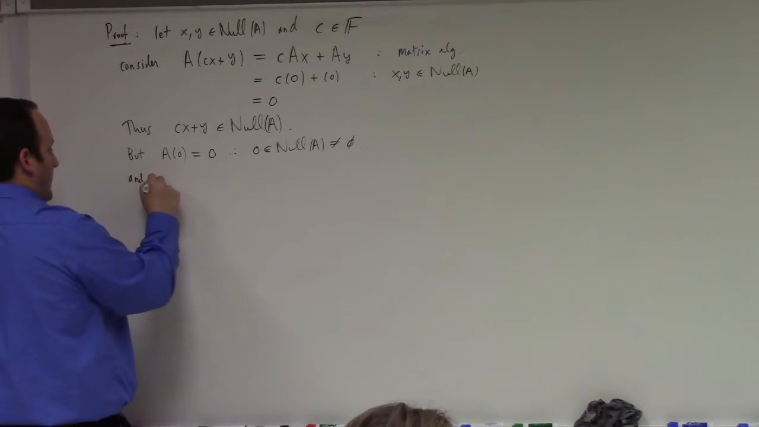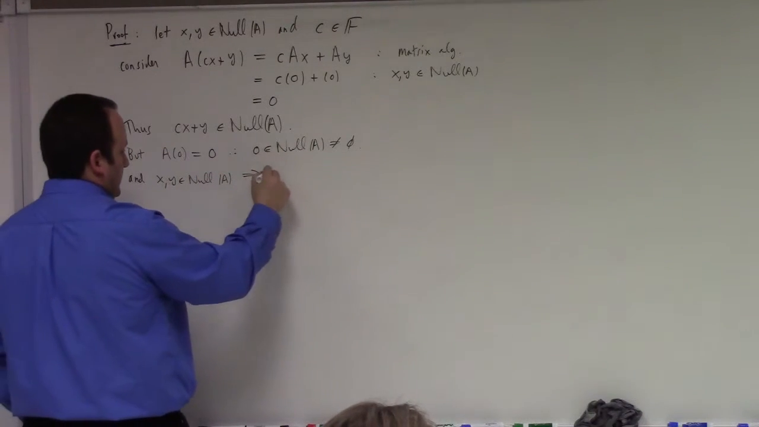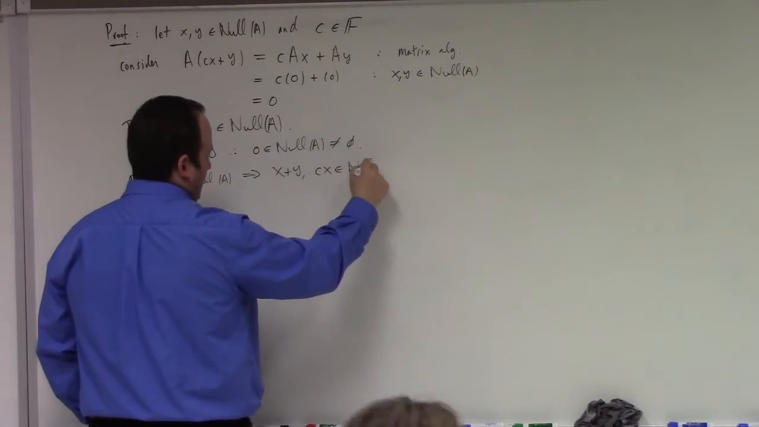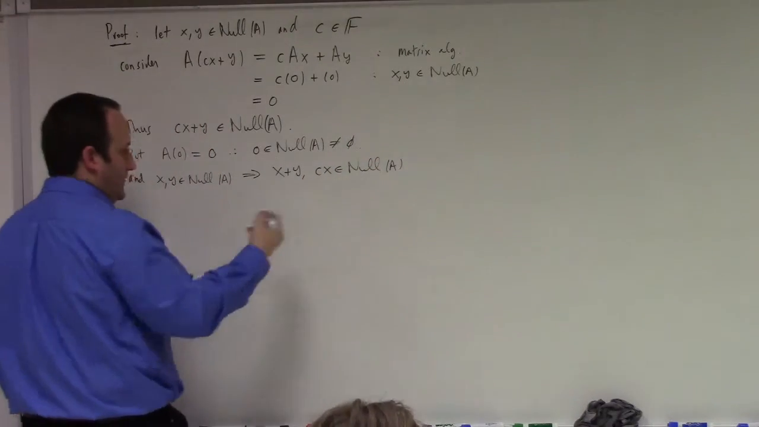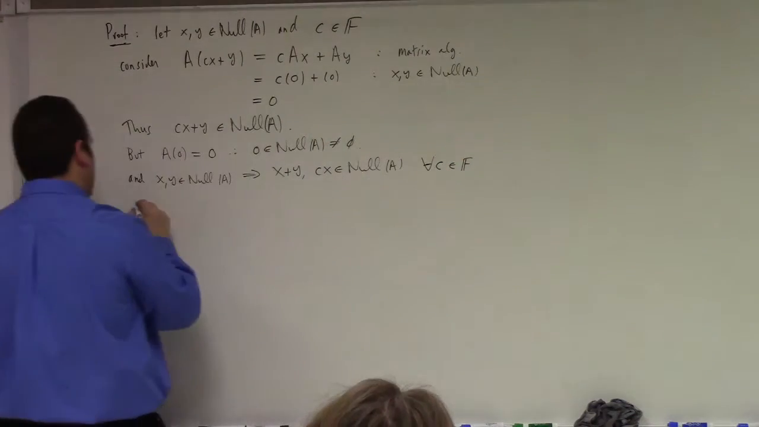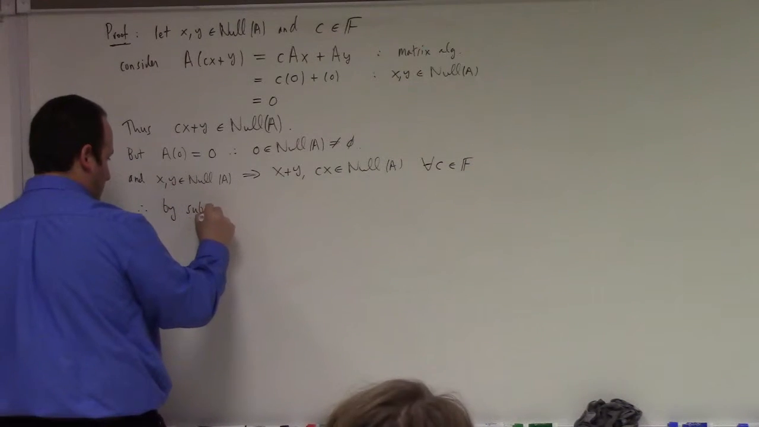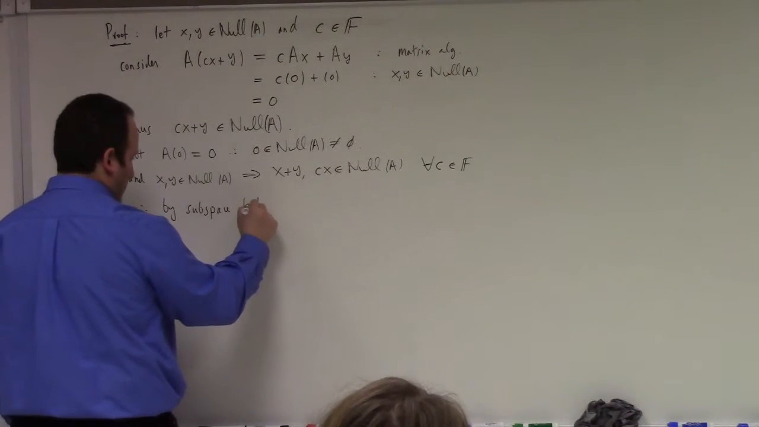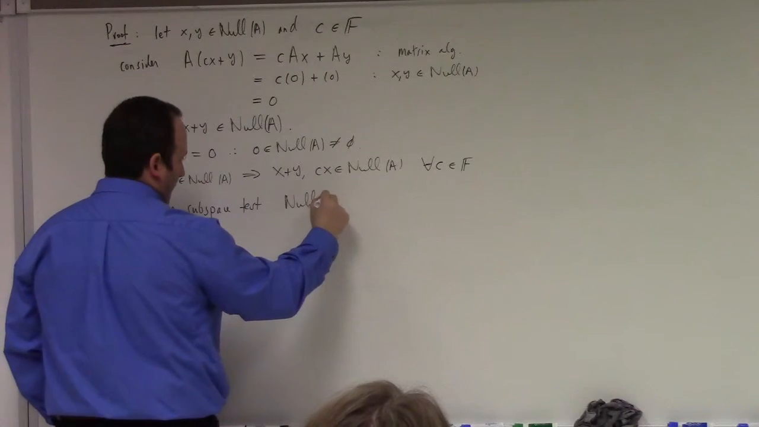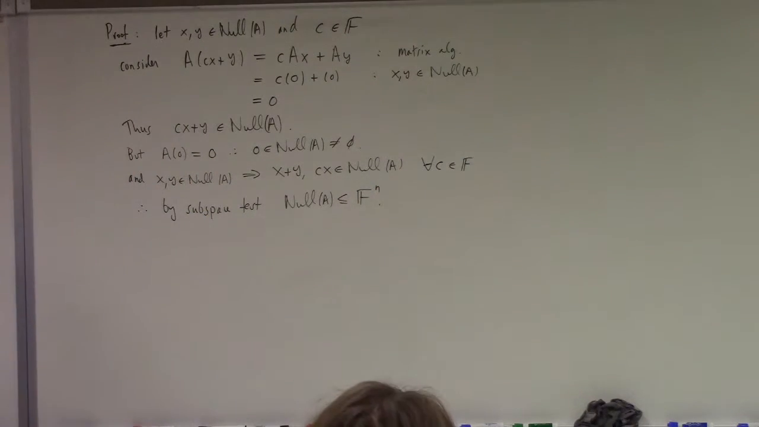And x and y in the null space of A implies what? x plus y, and cx is in the null space of A for all c. Therefore, by the subspace test, the null space of A is a subspace of F^n. So there you have it.